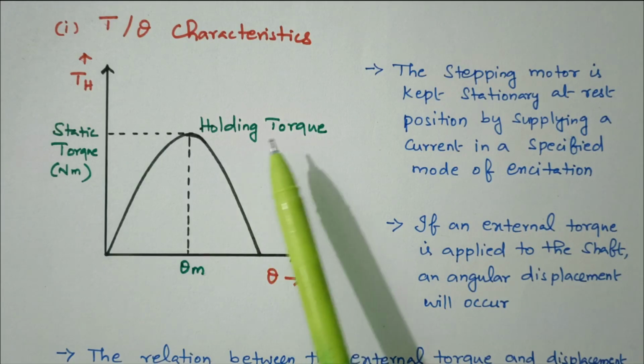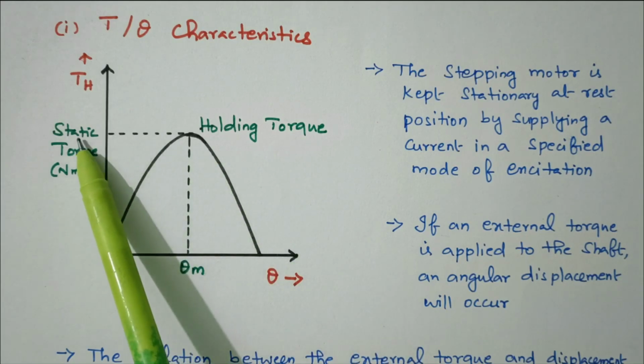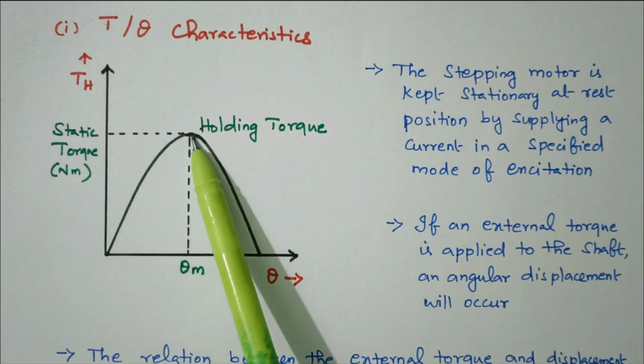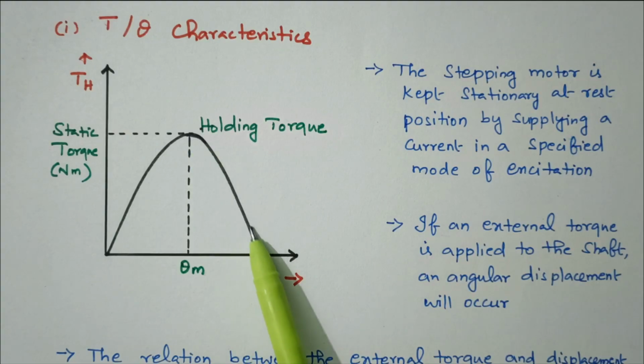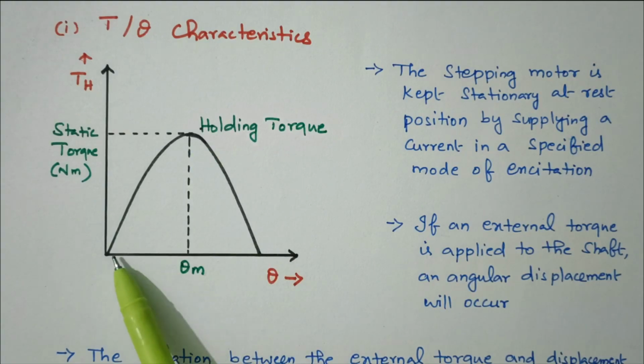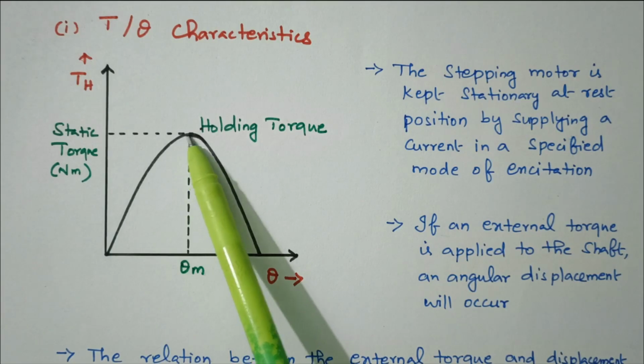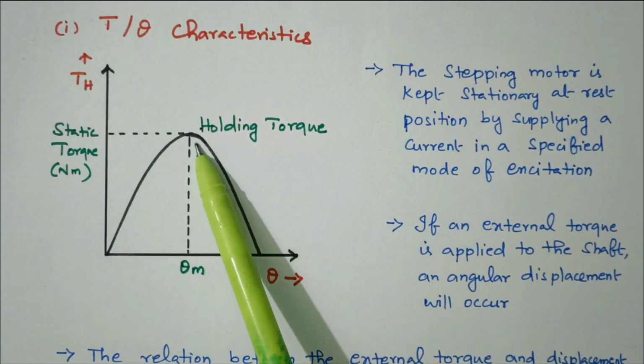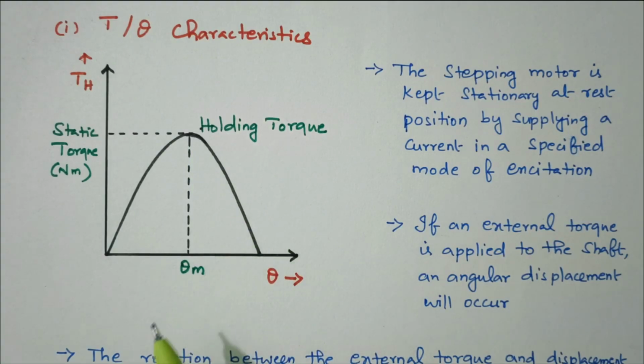We'll see what is holding torque. Correspondingly, it's called a static torque, measured in Newton meter. After that this torque keeps on decreasing and again reaches zero value. 0 to maximum to 0. At this maximum point it is called a holding torque. The corresponding step angle is theta m.